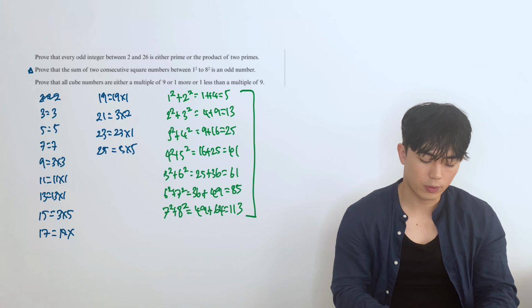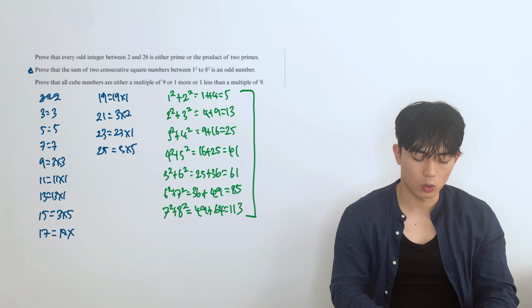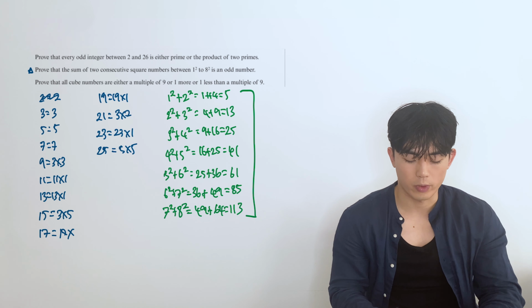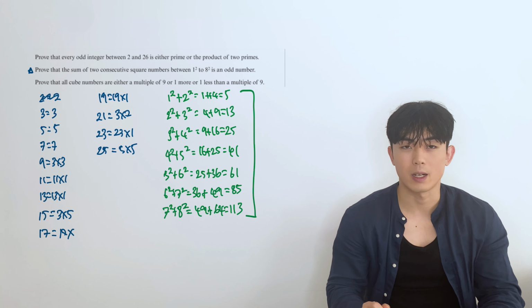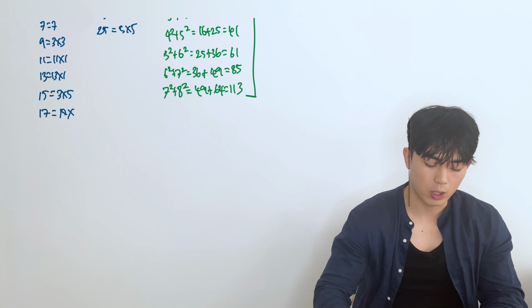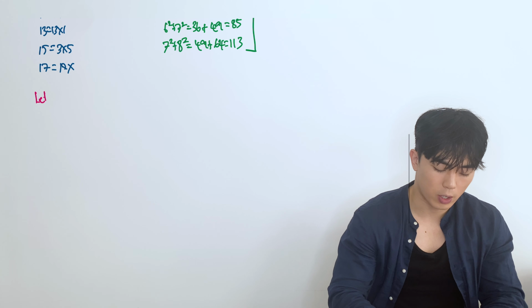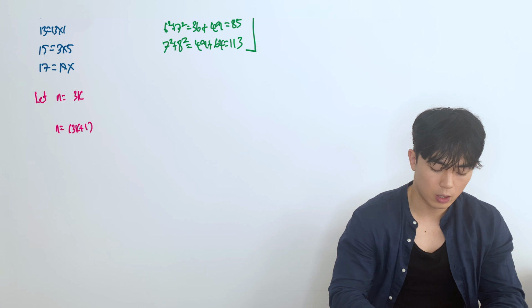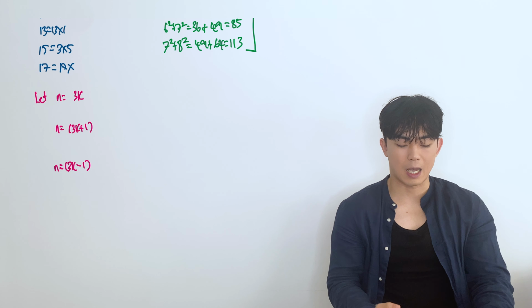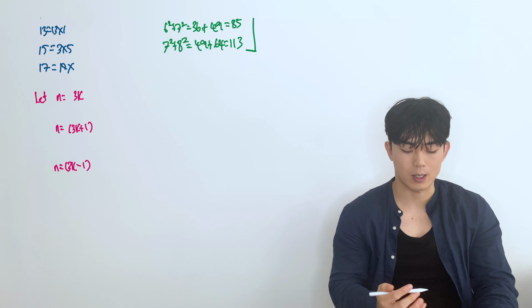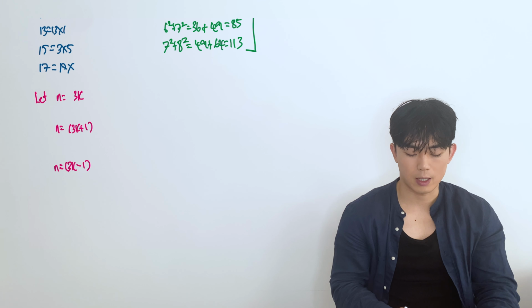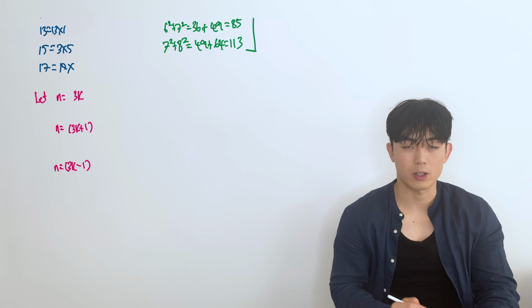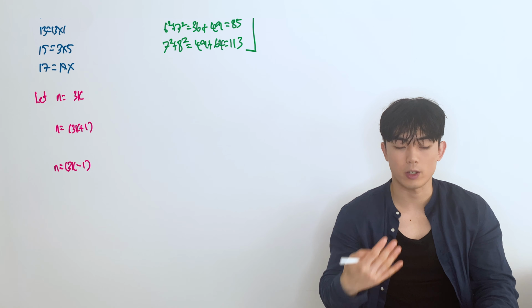And finally, prove that all cube numbers are either a multiple of 9 or 1 more or 1 less than a multiple of 9. So this is slightly more difficult. So what we're going to say is, like before, let n equal 3k or n equal 3k plus 1 or n equal 3k minus 1, where k is an integer. That way we consider every single case, right? Because if k is 1, this first one will get 3, second one will get 4, third one will get 2. So we consider every single integer.